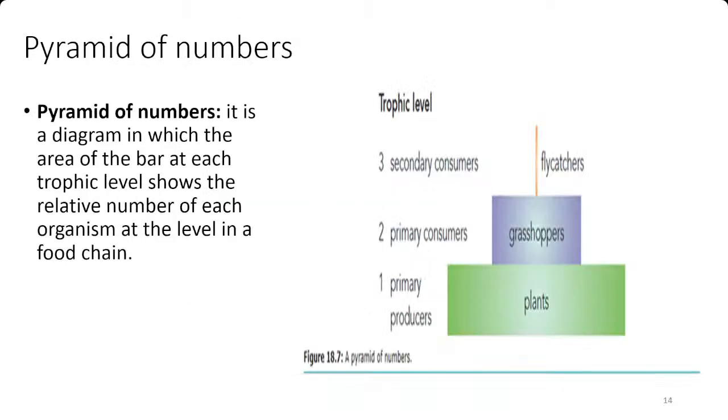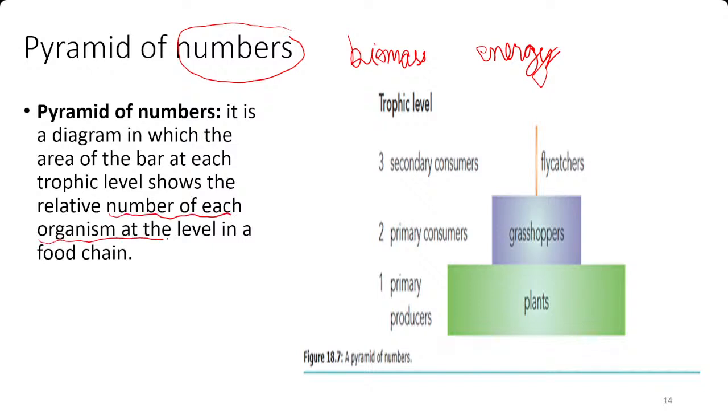So we need to know the three types of pyramids that we have. We have pyramid of numbers, we have pyramid of biomass, and we have pyramid of energy. Pyramid of numbers is a diagram in which the area of the bar at each trophic level shows the relative number of each organism at a level in a food chain.